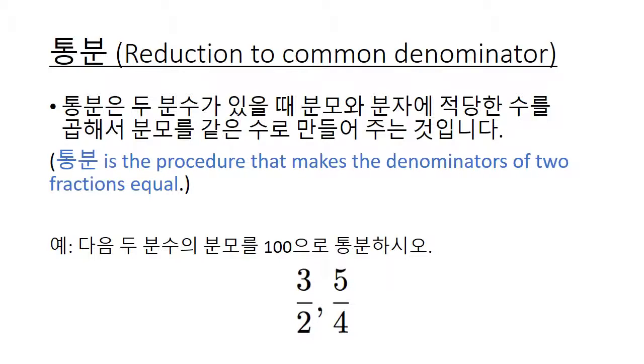Now let's take a look at what 통분 is. 통분은 두 분수가 있을 때 분모와 분자의 적당한 수를 곱해서 분모를 같은 수로 만들어주는 것입니다.